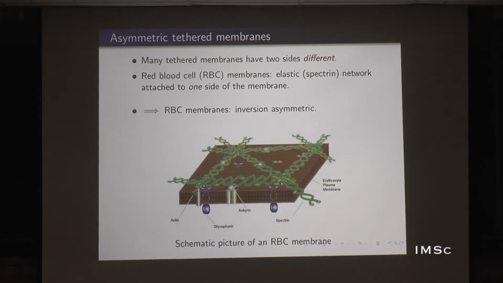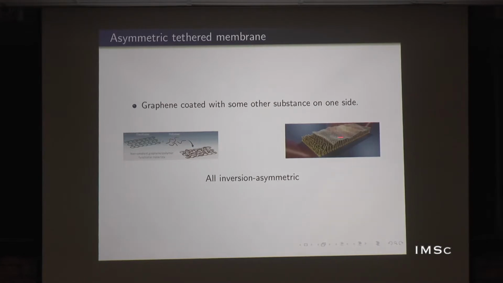The other example is if you take freestanding graphene and then coat it with something else, for example a layer of lipid or some polymer that makes the two sides different. It will still be a tethered membrane because the graphene will still have rigidity, but the two sides will be different, so there will be no preference to stay flat. A flat state cannot be the ground state. That's the basic point.